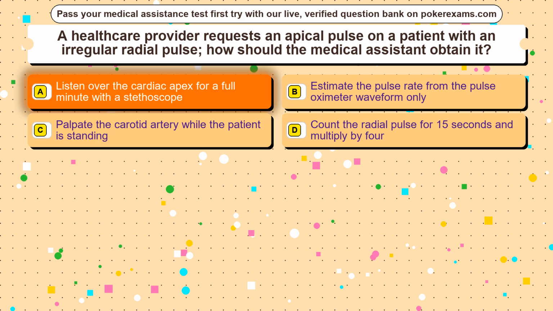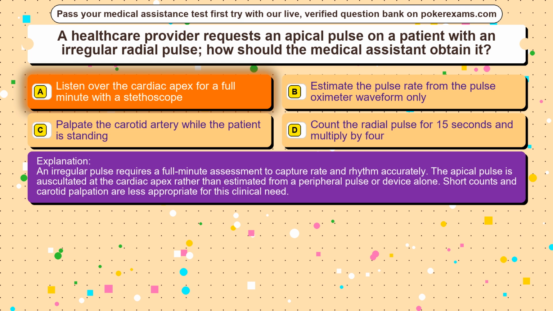The correct answer is option A, listen over the cardiac apex for a full minute with a stethoscope. An irregular pulse requires a full minute assessment to capture rate and rhythm accurately. The apical pulse is auscultated at the cardiac apex rather than estimated from a peripheral pulse or device alone. Short counts and carotid palpation are less appropriate for this clinical need.